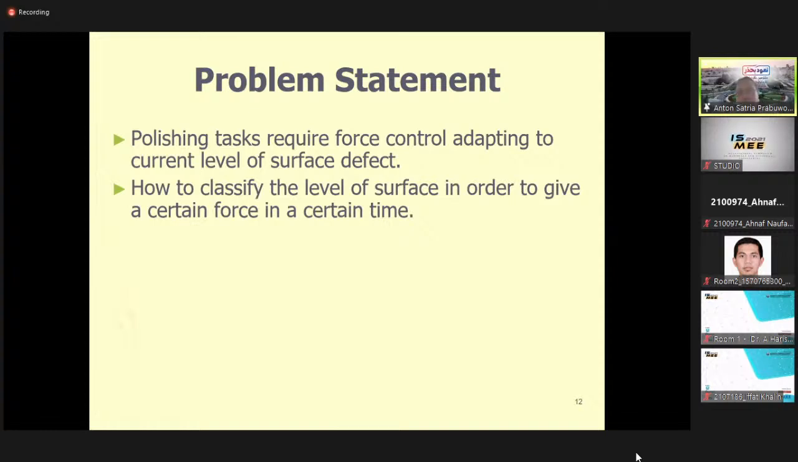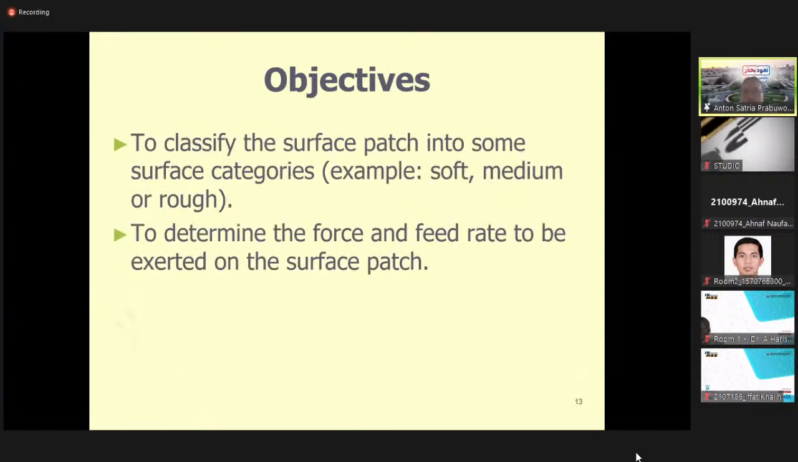Okay, so as you can see from the video, polishing tasks require post control, and adapting to the current level of the surface defect, because we have to identify the surface defect level. So we can decide the pressure and the time duration of the process. And then the second one, how to classify the level of the surface. The objective is to classify the surface parts into some categories.